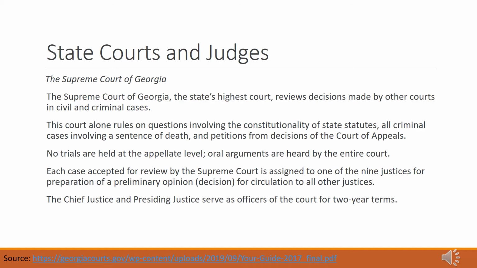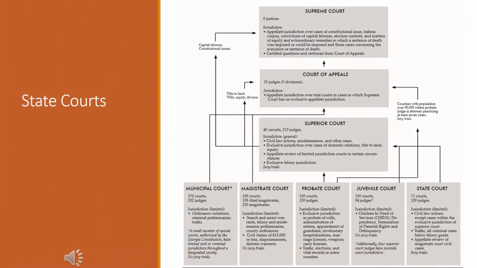Oral arguments are heard by the entire court. Each case accepted for review by the Supreme Court is assigned to one of the 9 justices for preparation of a preliminary opinion for circulation to all other justices. The Chief Justice and Presiding Justice serve as officers of the court for 2-year terms. Here's a chart of all the different types of courts in Georgia and their relation to one another and the duties that each serves.